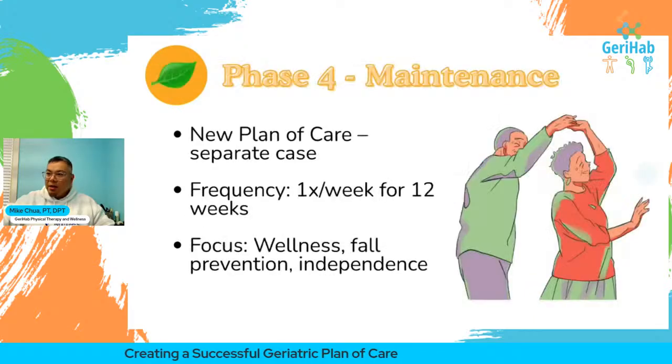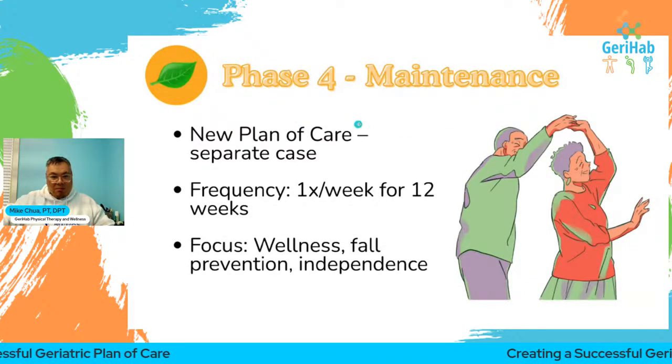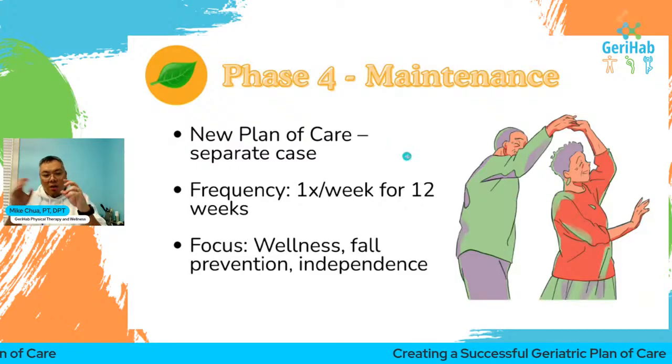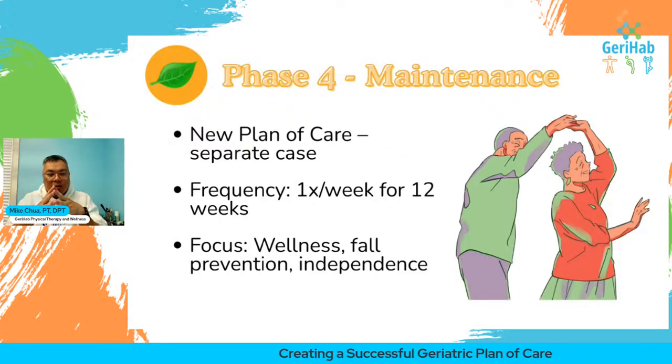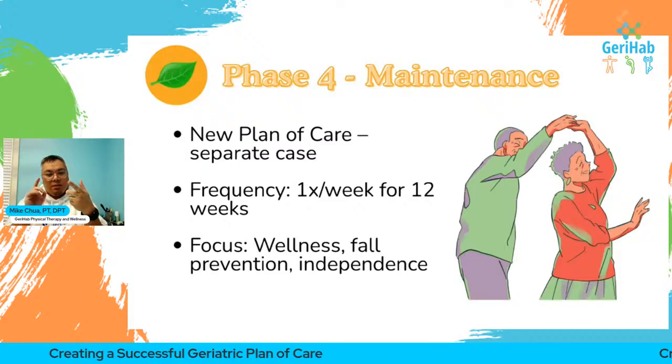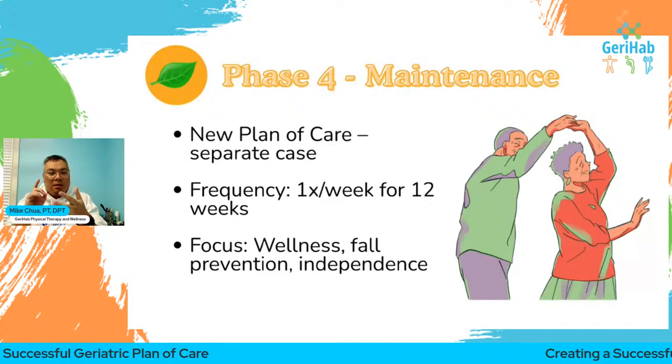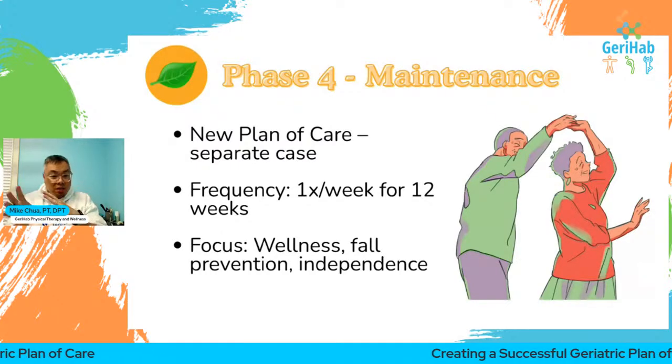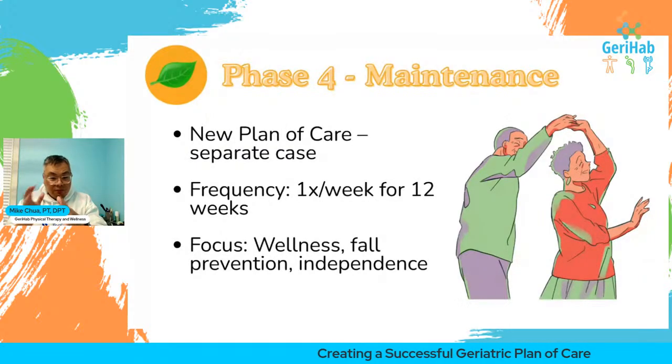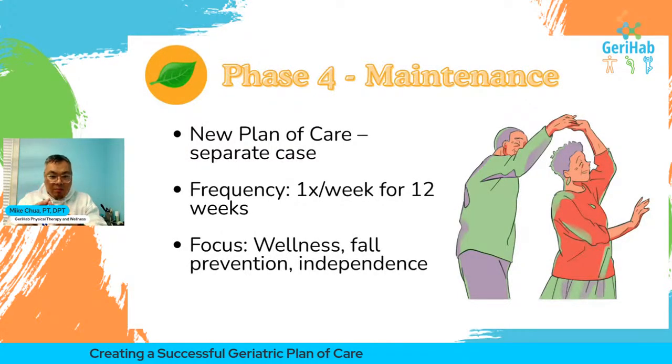So again, phase four is the maintenance plan of care. So once you have reached the goals for your pain management, the strengthening, and then the balance phase, we discharge that. If they reach their full functional potential, you create a new case under a maintenance program, and your goals will be a maintenance goal.